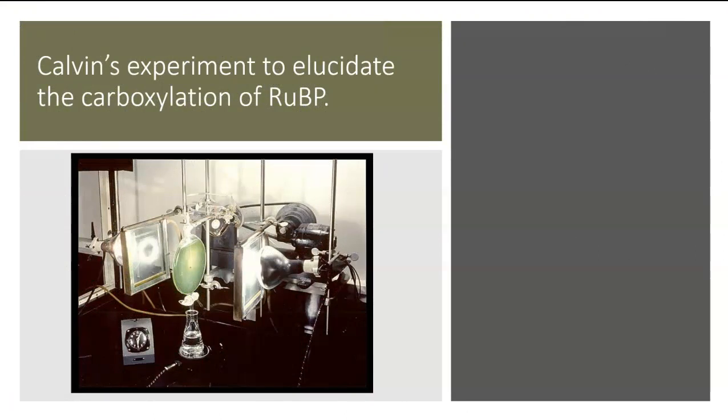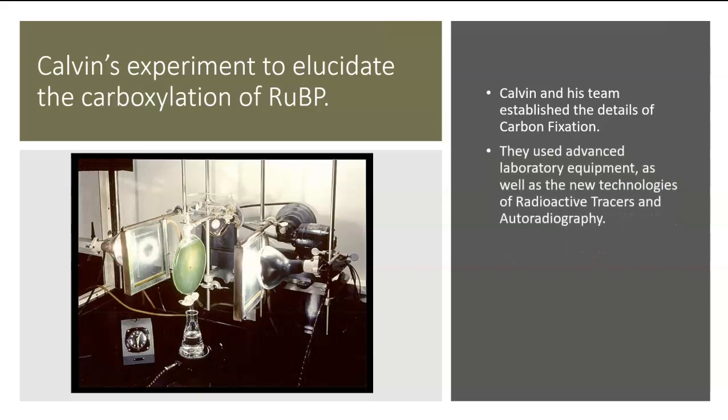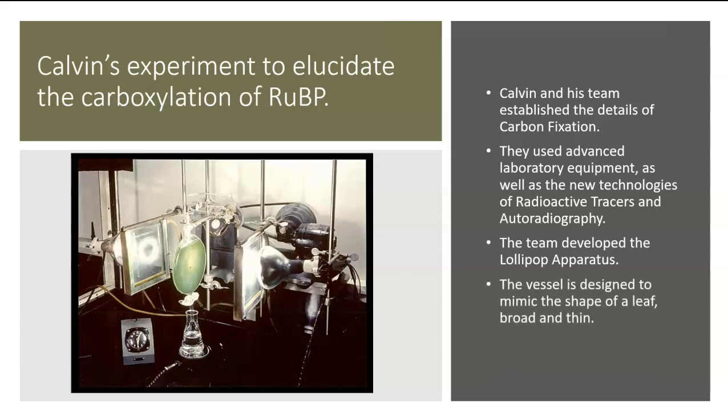Okay, so this cyclic reaction was investigated by a scientist who we now know as Calvin, okay, and his team established the details of carbon fixation. They used advanced lab equipment, using some really new technologies in the day, radioactive tracers and autoradiography. We've heard of autoradiography before. The team developed the lollipop apparatus that you see there in the picture. The vessel is designed to mimic the shape of a leaf, and it's broad and thin, so this is the lollipop here.